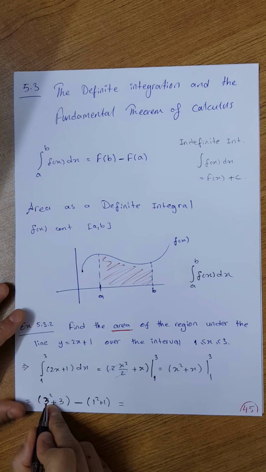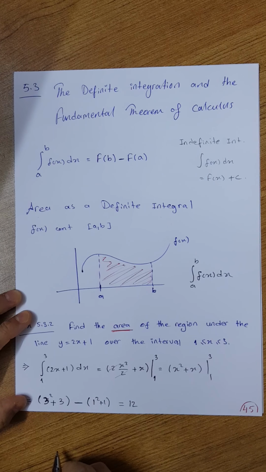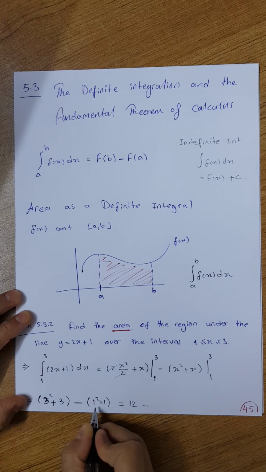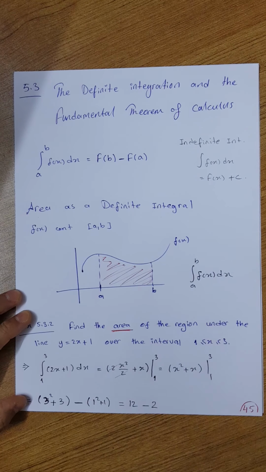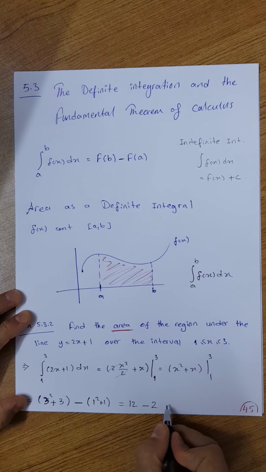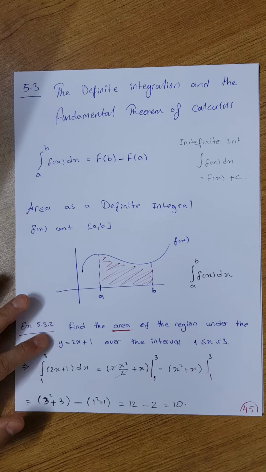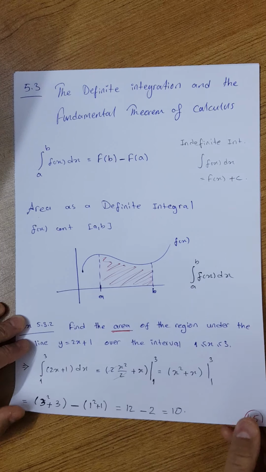3 squared is equal to 9 plus 3, that's equal to 12. And then we have minus 1 plus 1, which is equal to what? Equal to 2. So 12 minus 2 is equal to 10. So the area between that function over that interval of that region is equal to 10.